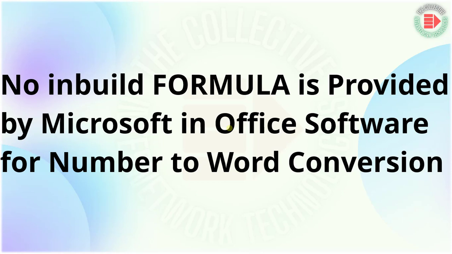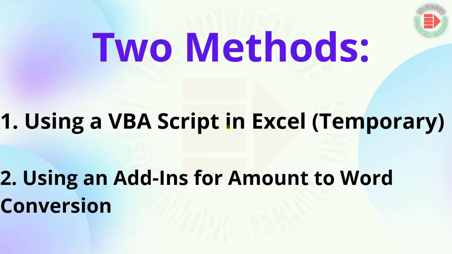To accomplish this task, we have two methods. One, by using VBA script coding, which is a temporary method. Why I am calling it temporary, I will tell you later in this video. The second one is by using add-ins, which is quite stable compared to VBA script coding. So first of all, we will see how we can do this task by using a VBA script, then we will learn about the add-ins. So let's take a look at the first one.